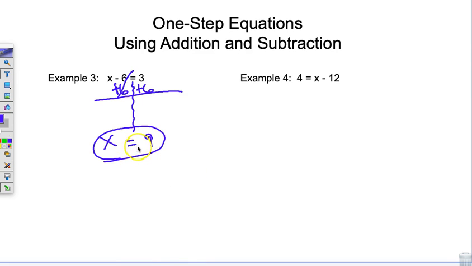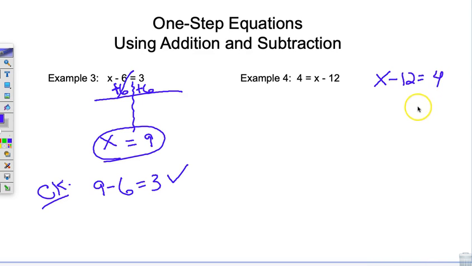Now we can always check our answer by taking our 9 and filling it back in here for x and confirming that 9 minus 6 is in fact 3, and that is true. So that's just kind of checking your answer, and we definitely do that a lot in Algebra 2. Here's example 4. Now in this example, notice that my answer is right here, my equal sign, and my x minus 12 just happens to be on the right side instead of the left side like it was over here. You don't need to change anything. Could I rearrange this and put x minus 12 equals 4? Sure. But I'm going to leave it just like it is because I don't like to waste any time.